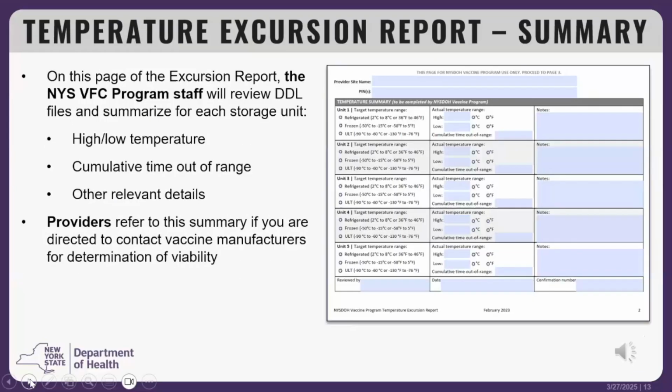The New York State VFC program staff reviews the downloaded data logger files and summarizes for each impacted storage unit on page 2 of the excursion report. The information on this page must be referred to if it is determined that the vaccine manufacturers need to be contacted.